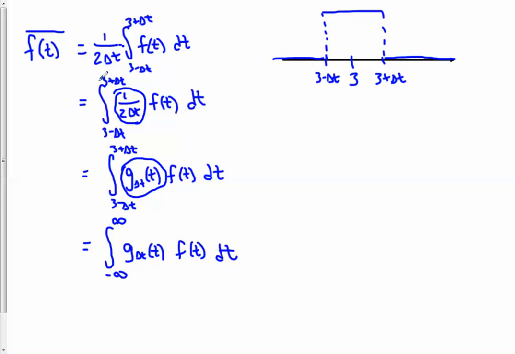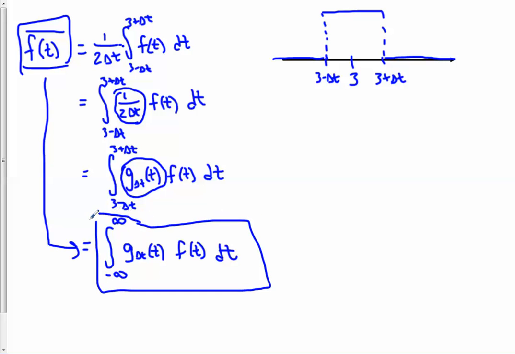So it turns out that another way to write the average value of a function is to use these g delta t functions inside the integral with it, and then you don't have to be careful. You can just integrate from minus infinity to infinity, because the g function takes care of where to start and where to end, because it's 0 outside of that interval anyway. So this integral will give you the average value of this function on that interval.